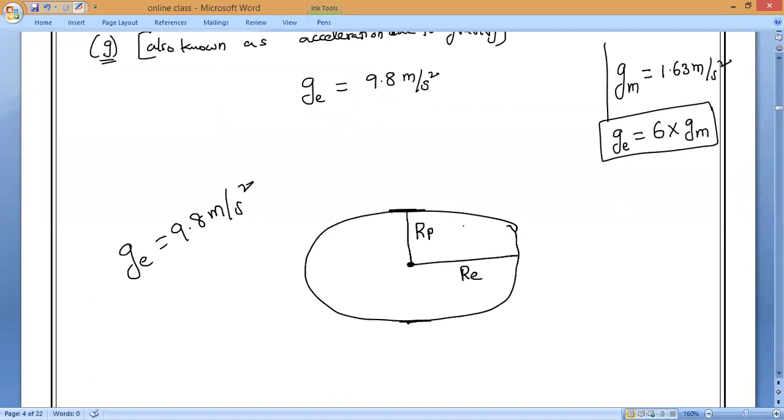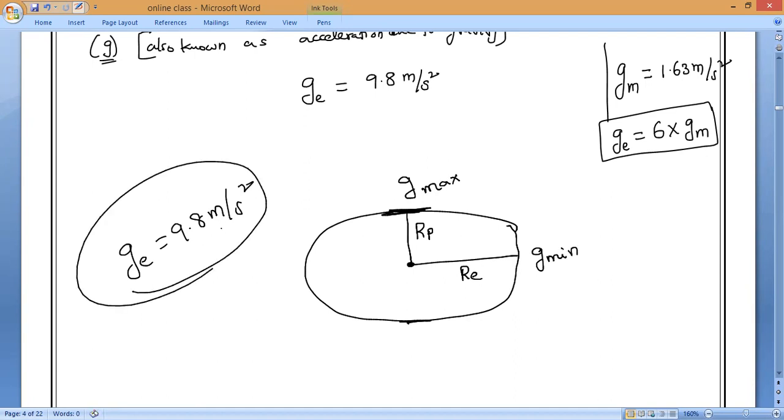So the radius at the poles is less compared to the radius at the equator. Now you tell me where the gravity is maximum and where the gravity is minimum. At the pole, gravity is maximum. At the equator, it is minimum. Yes. But what is the average? 9.8 meter per second square.